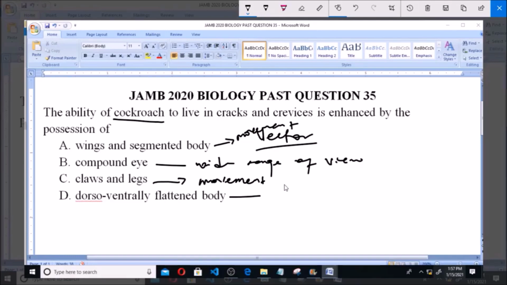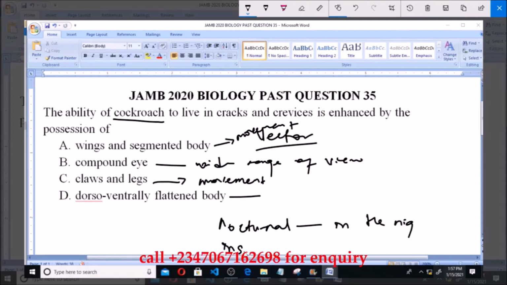Cockroaches are also nocturnal, that is, most of their activities are carried out in the night, so we refer to them as nocturnal insects. So they are able to live in cracks and crevices as a result of the presence of the dorso-ventrally flattened body. So the answer to this question is option D. Option D is the correct answer to this question.